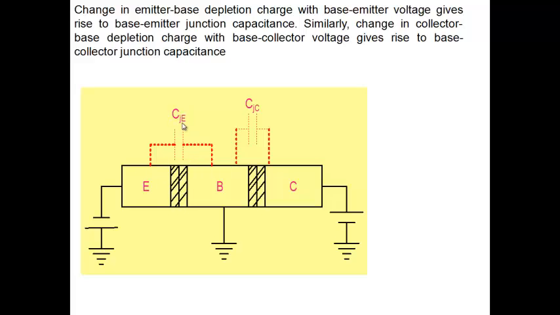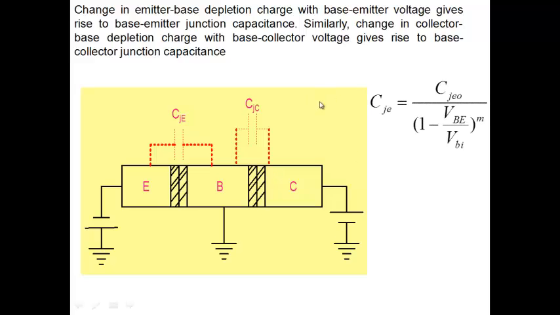This CJE, what do I mean by that? C, junction capacitance. J refers to junction capacitance or depletion capacitance. E refers to association with the emitter-base junction. This is CJC, associated with the base-collector junction here. So I have two capacitances corresponding to two depletion charges, base-emitter and base-collector. Okay, and so we are going to put this capacitor between emitter and base, and this one between base and collector. So these two capacitors are easy to see here.